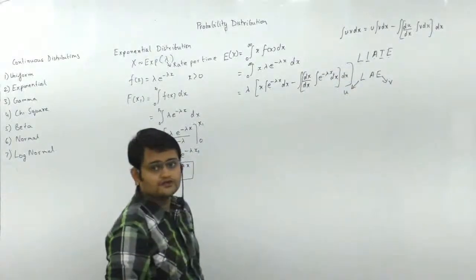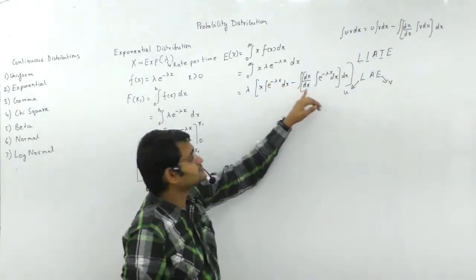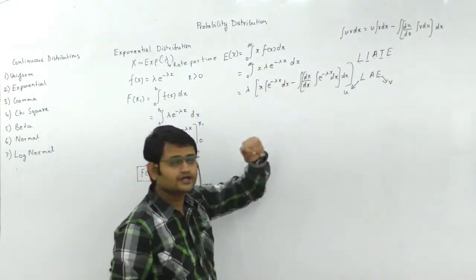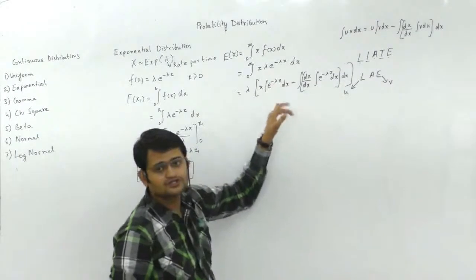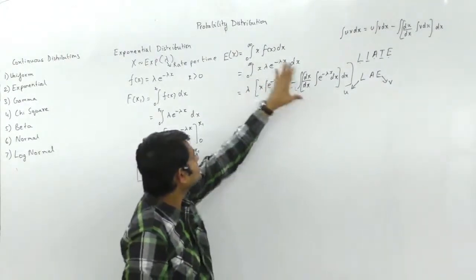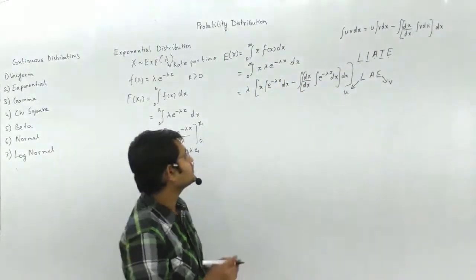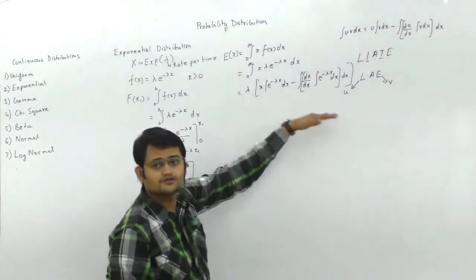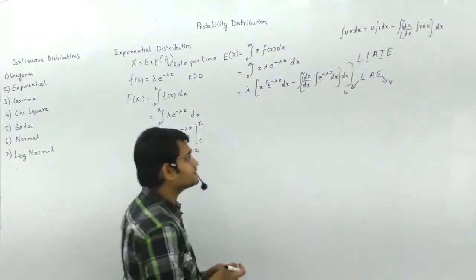Now, I always prefer not to write the limits when we are using integration by parts. You can write the limits also, but it just becomes too complicated or too congested while we are writing this particular formula. You can just solve everything first and write the limits afterwards.